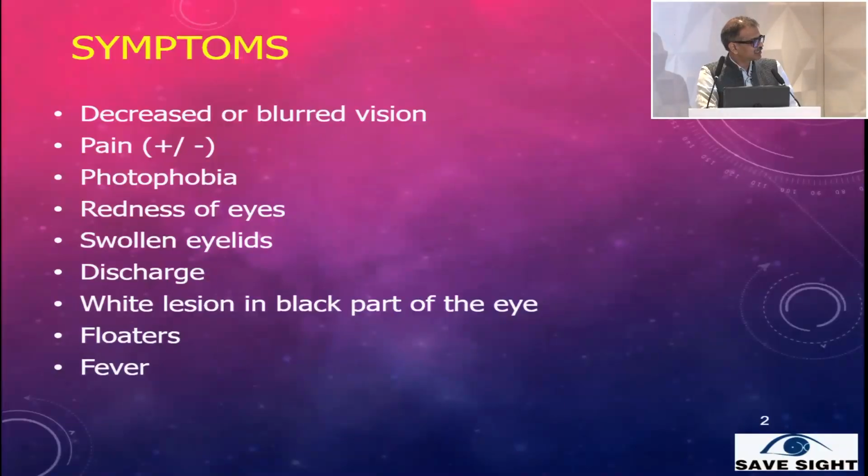So management of endophthalmitis revolves around intense medical treatment and surgical intervention, with salvaging the eye and vision being the primary goal. So what are the symptoms? If a patient in the first few weeks of surgery comes with blurred vision, pain, photophobia, swollen eyelids, redness in the eye, discharge, floaters, and sometimes fevers, then that should warn us about endophthalmitis happening in that patient.